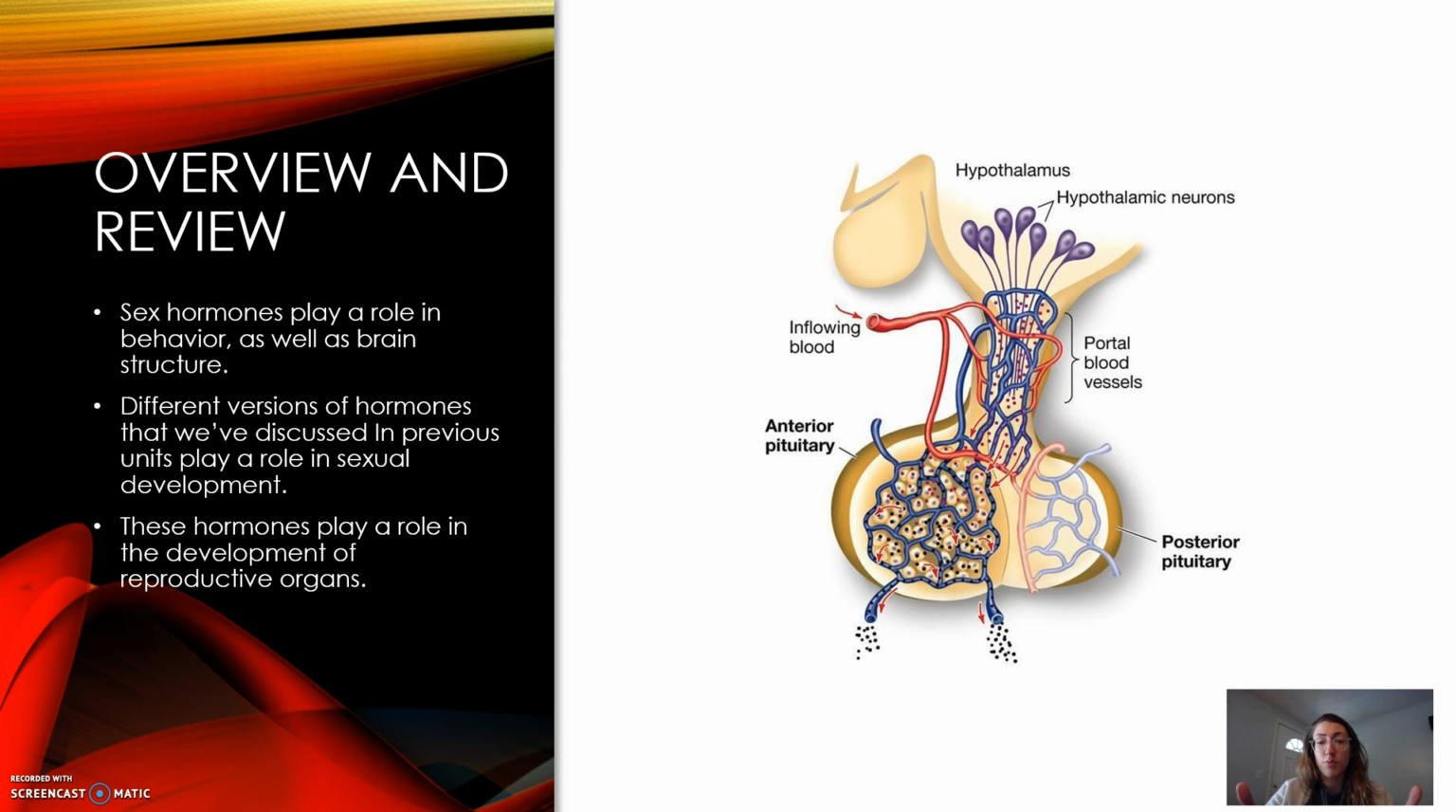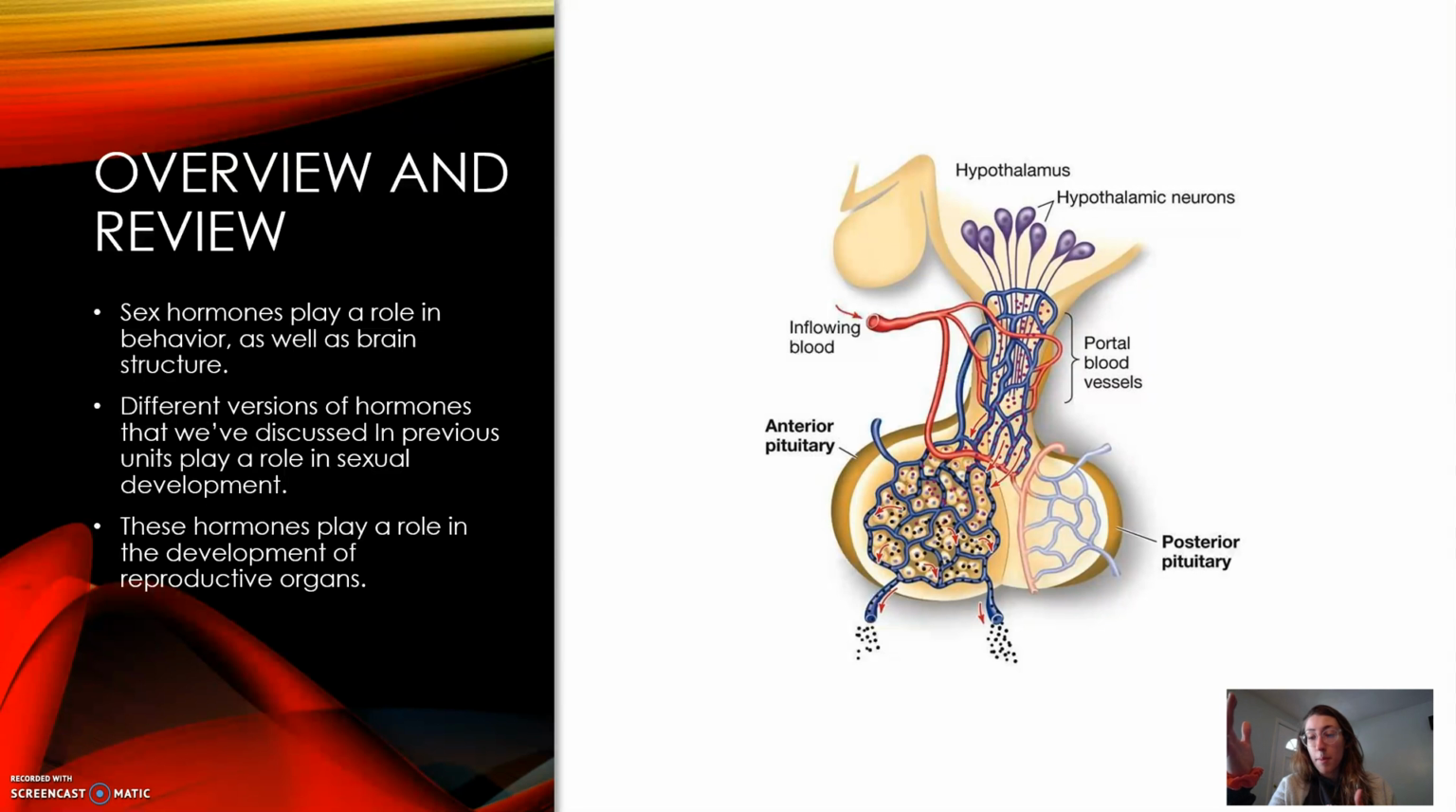So this is just slides, a brief overview and review that will talk about some information that we've learned in our prior Unit 3 on the endocrine system as well. As we are all well aware, sex hormones play a role in behavior as well as in brain structure. There are different versions of hormones present in both males and females that we've discussed in previous units, such as Unit 3 in our chapter and discussion on the endocrine system, that play a unique role in sexual development. These hormones play a role in the development of reproductive organs as well as some brain structure and function.